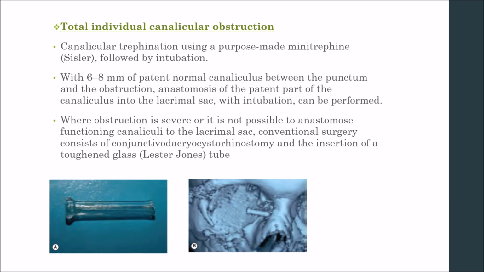This is a picture of the Lester-Jones tube, and this 3D CT scan shows us the placement. The surgery is performed as for an external approach dacryocystorhinostomy, but the caruncle is excised and a track for the tube is created between the lacus lacrimalis and the lacrimal sac. Patient satisfaction is variable.